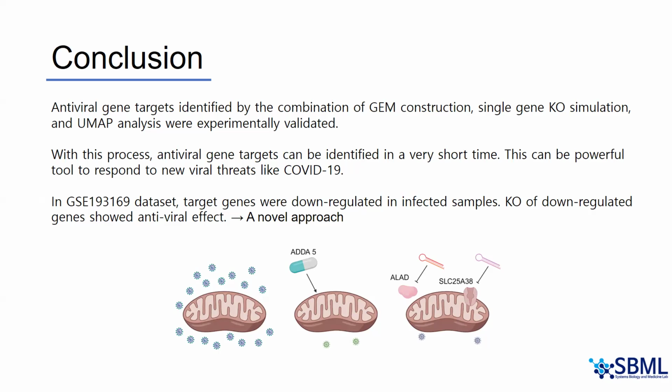within a day. And interestingly, in the GSE193169 dataset, target genes were downregulated in the infected samples. Knockout of these downregulated genes showed an antiviral effect. It's quite interesting. So this research can be a novel approach for the antiviral strategy.